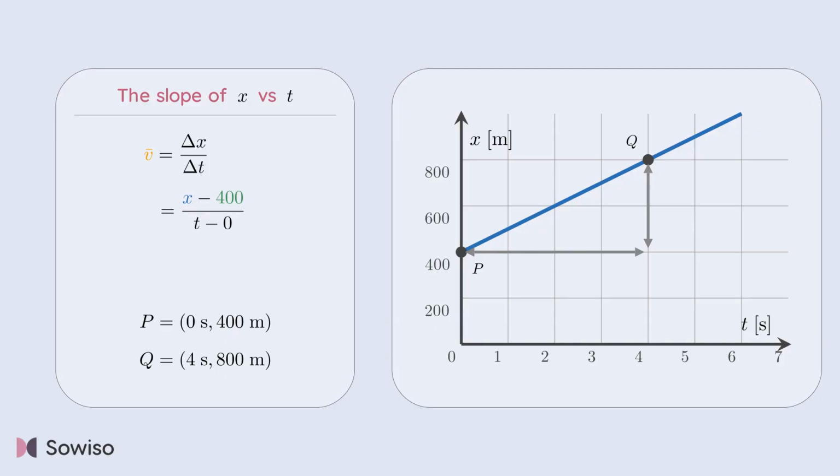The initial value of the time is 0 seconds, and the initial value of the displacement is 400 meters. The final value of the time is 4 seconds, and the final value of the displacement is 800 meters. Calculating the difference in position and time, we find that the slope of an x versus t, namely the average velocity, is 100 meters per second.